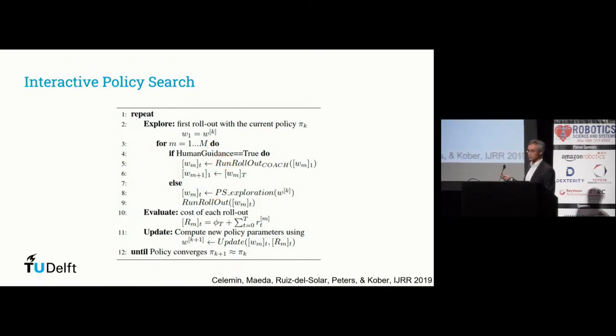Why do we have this hard switch? Turns out that if a human is trying to demonstrate something and the robot is additionally also exploring on its own, that gets very confusing. And here we indeed used COACH, the algorithm I introduced a few seconds ago, for the human guidance. Then that looks like that.